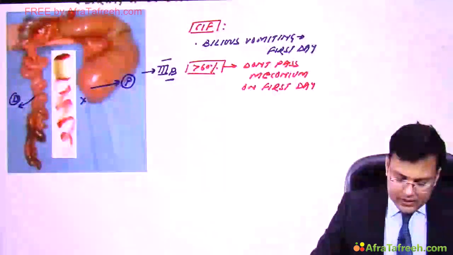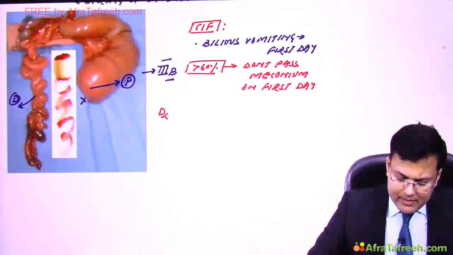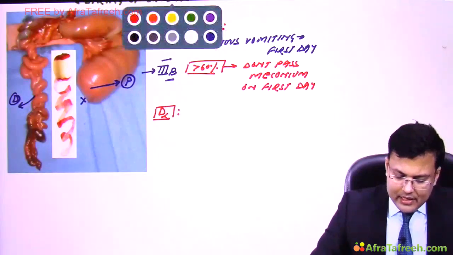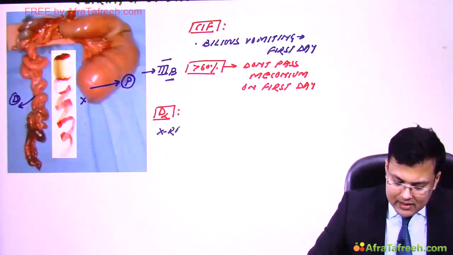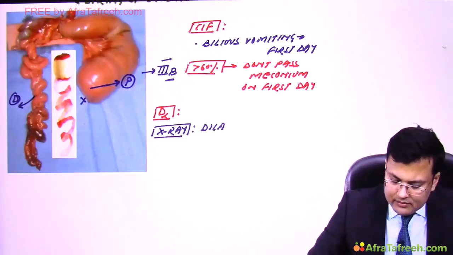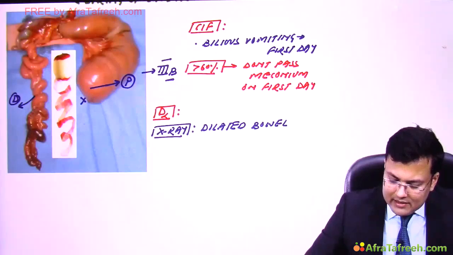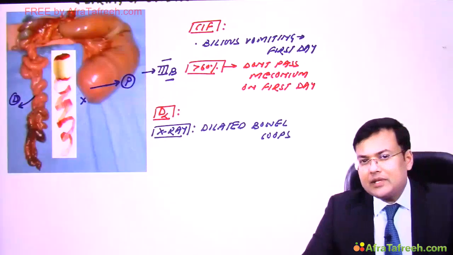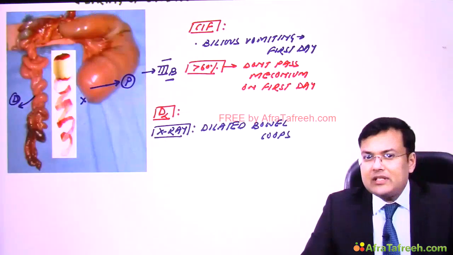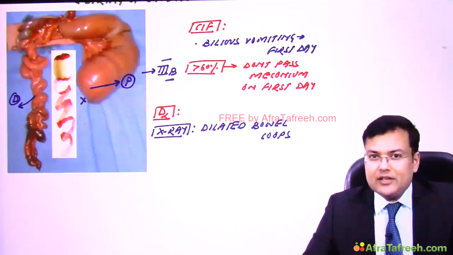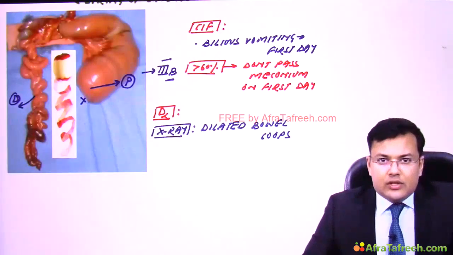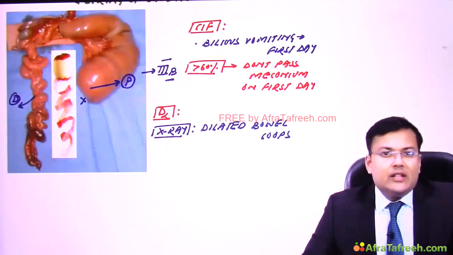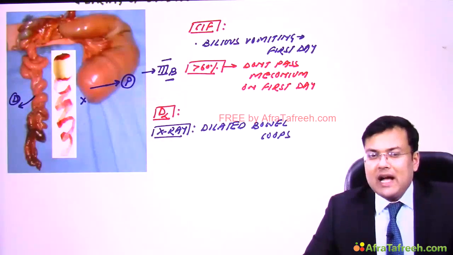Okay, diagnosis. So we can make the diagnosis by X-ray, and on X-ray there is presence of dilated bowel loops. Clear? We have indirect evidence during antenatal period, and we discussed that if the patient is having congenital gastrointestinal abnormality, there is maternal history of polyhydramnios. So in such patients also there is maternal history of polyhydramnios.